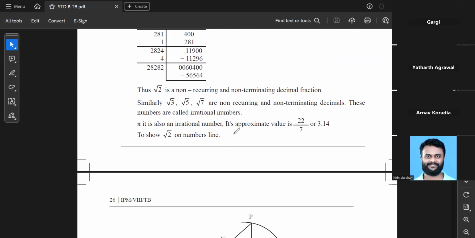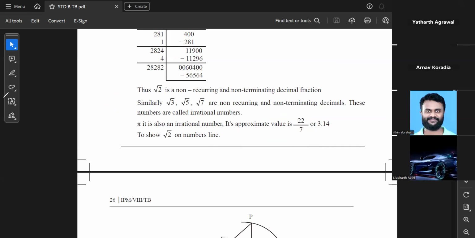Gargi, what's your query? Sir, I had the same doubt about pi. Okay. Yatharth, what's your query? Sir, can you scroll up a little?